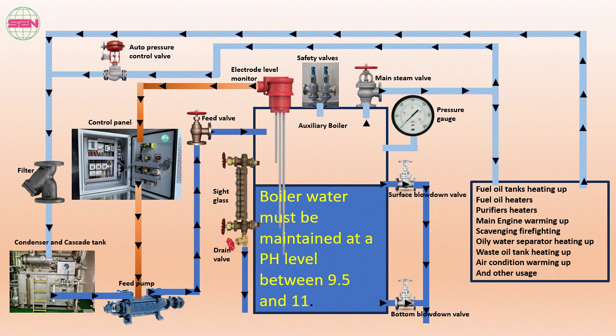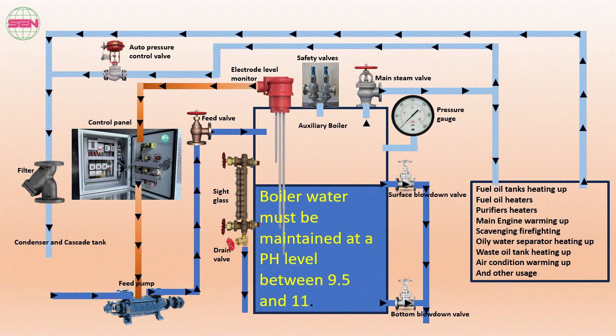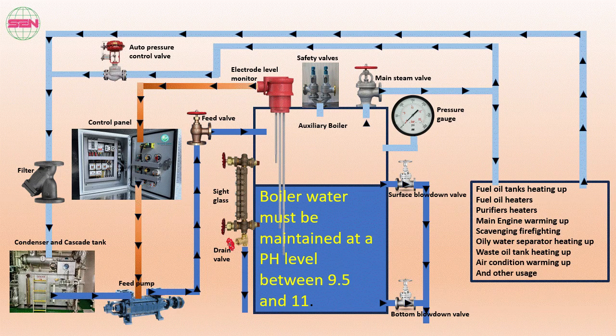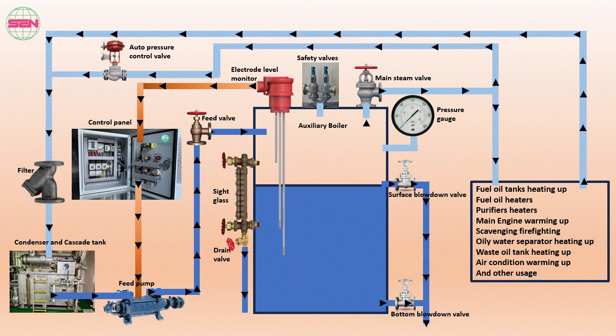Boiler water must be maintained at a pH level between 9.5 and 11. Water in the cascade tank should have a pH of approximately 8.5, which is regulated by using chemical additives. Maintaining water quality is very important, and blowdown operations are performed regularly. The surface blowdown valve removes dissolved solids from the water surface, while the bottom blowdown valve discharges sludge and sediment from the bottom of the boiler.